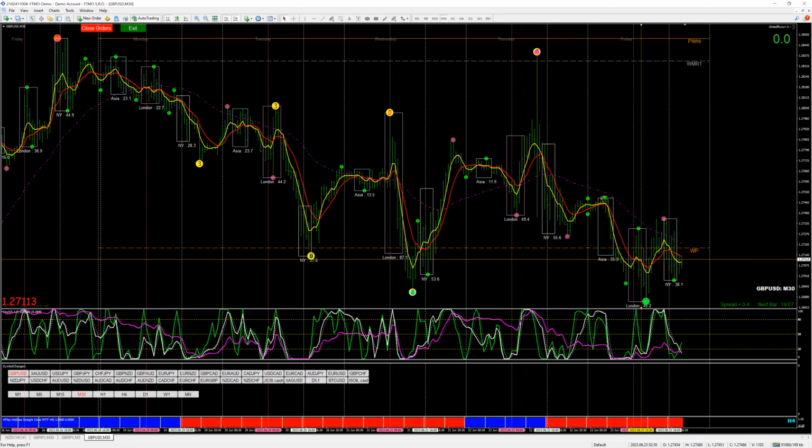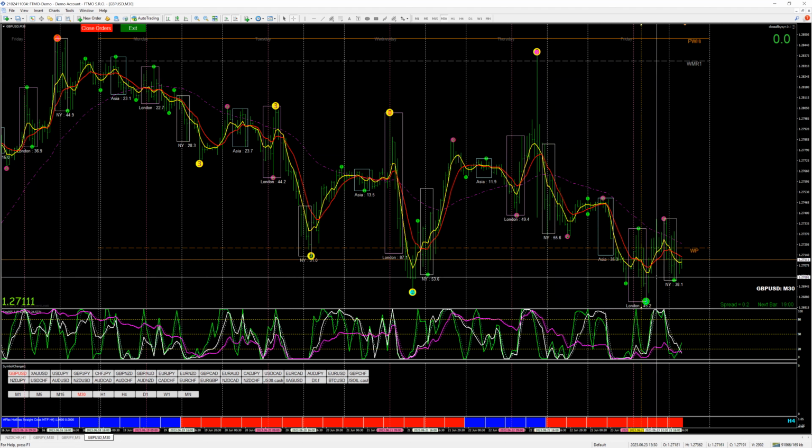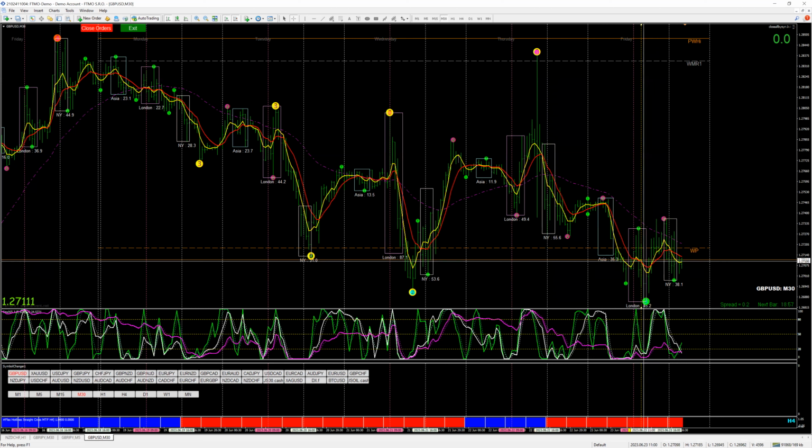Now when we got to our area, the stochastic cross happens over here. The setup is 1, 2, 3, and here's a trade for 20 pips.